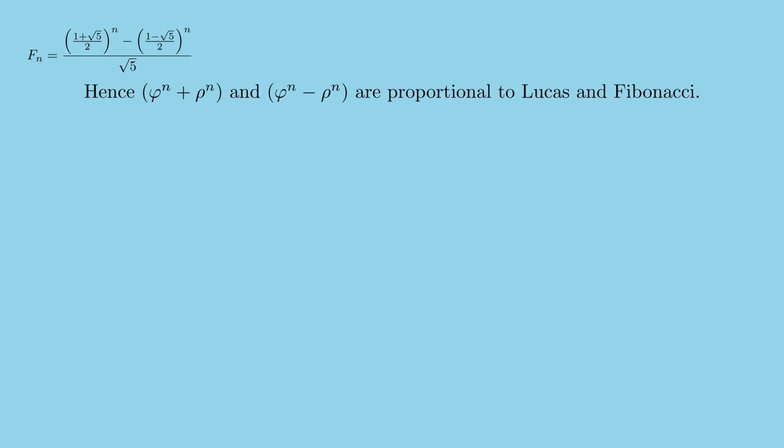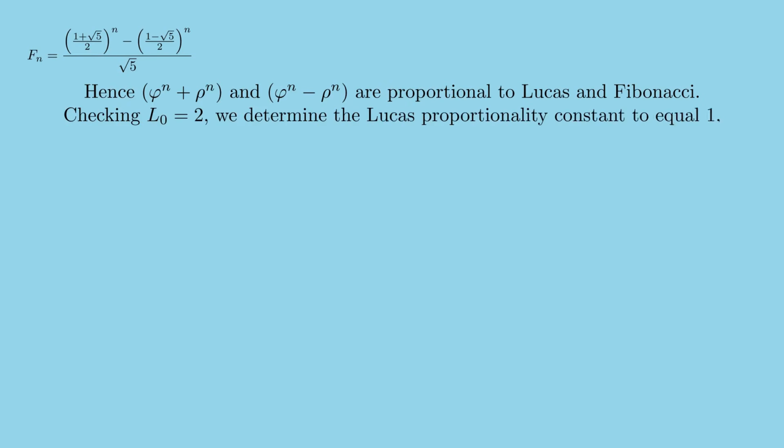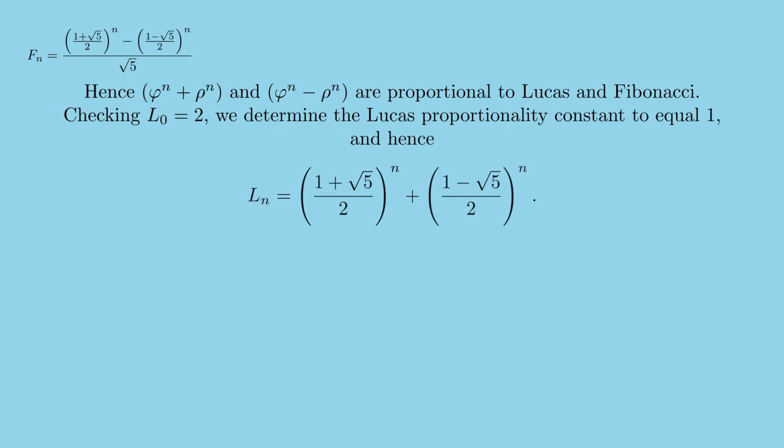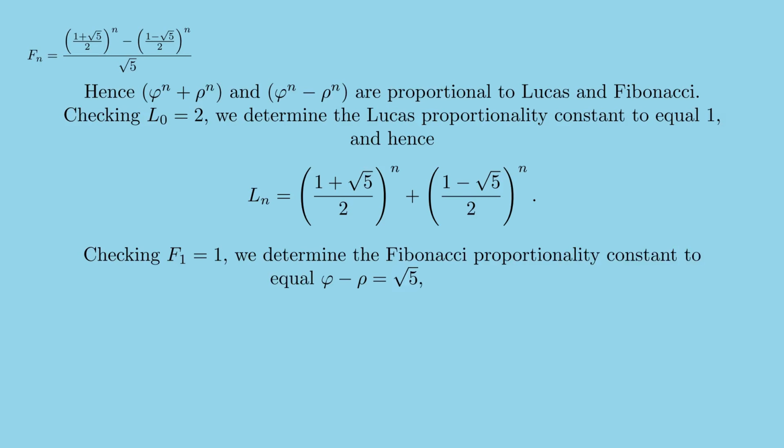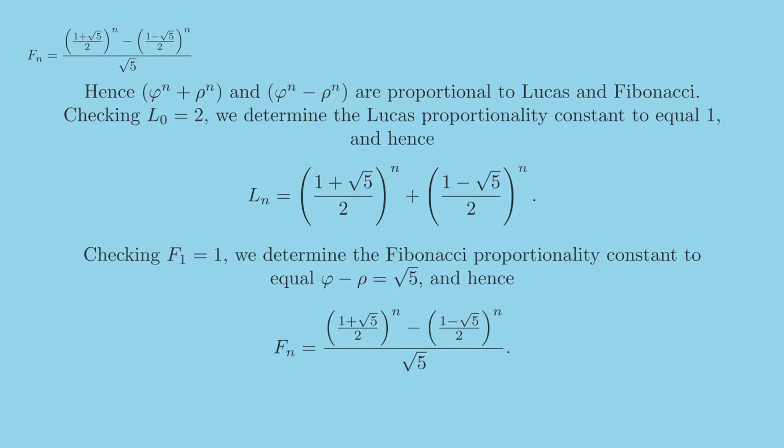And we know that these are proportional to the Lucas numbers and the Fibonacci numbers. The proportionality constant can be checked through one non-zero value, and for Lucas, the constant actually equals 1, and the formula for L_n is written here. We can also check the Fibonacci proportionality constant through F_1, because F_0 won't work. The sequence gives root 5 when it should originally be 1, so we need to divide by root 5 and get Binet's formula as we originally wrote.